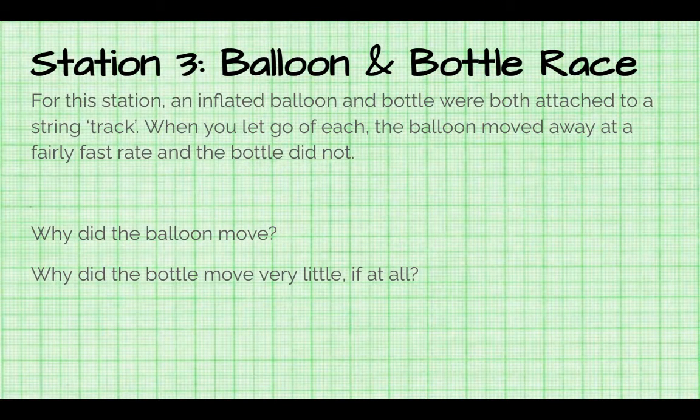For station 3, you had an inflated balloon and bottle, and they were both attached to the string track. When you let go of each, the balloon moved really quickly as all the air went out of it, and the bottle just stayed there. So the question is, why did the balloon move? You actually had something of a complex interaction going on: the balloon was expanded, and so it had some elastic force.